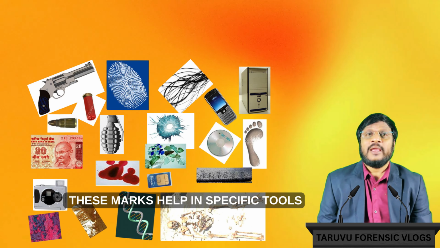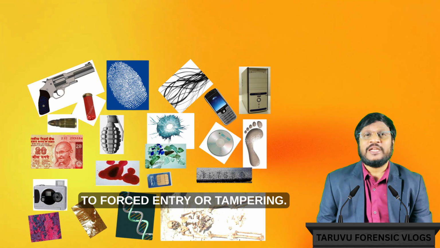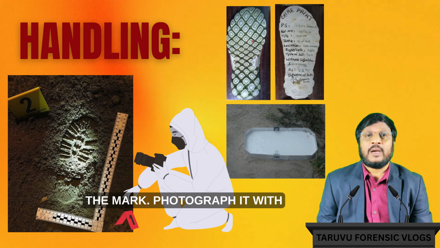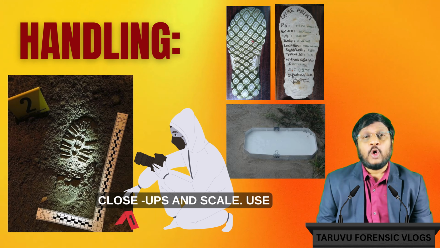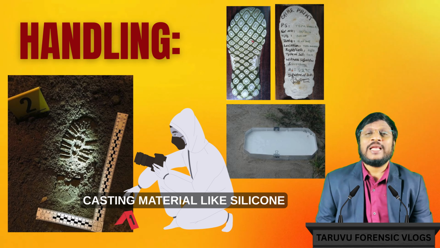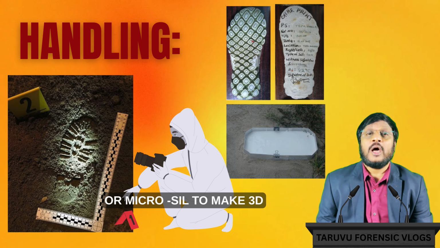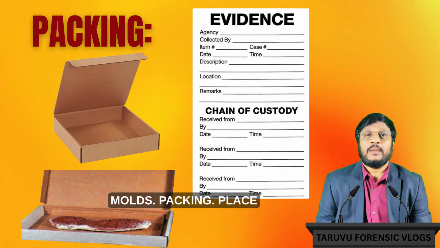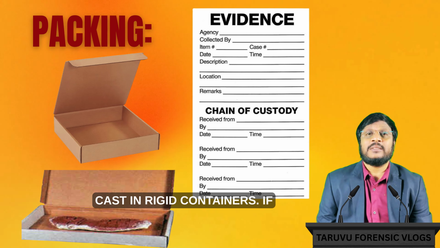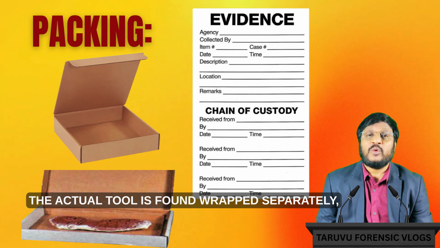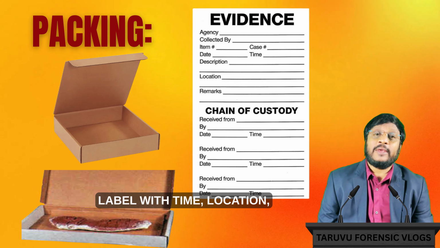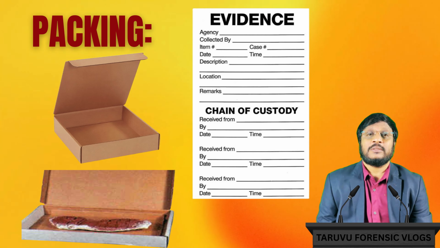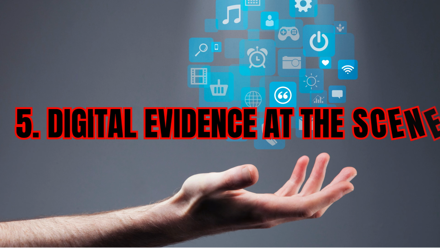These marks help link specific tools to forced entry or tampering. Handling: do not remove the mark. Photograph it with close-ups and scale. Use casting material like silicone or Microsil to make 3D molds. Packing: place cast in rigid containers. If the actual tool is found, wrap separately, label with time, location, and preserve in a sealed box.